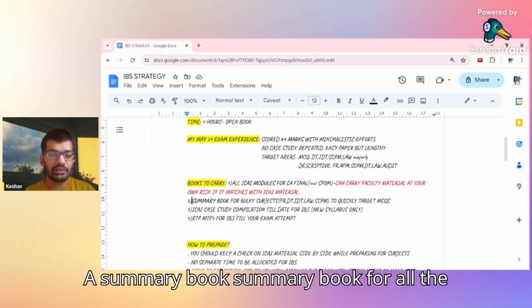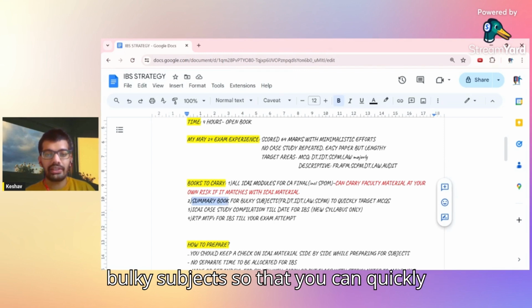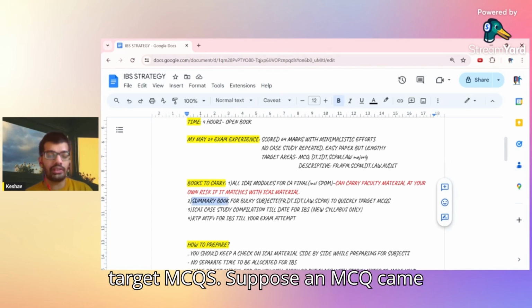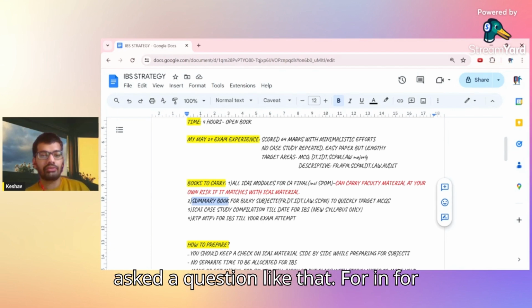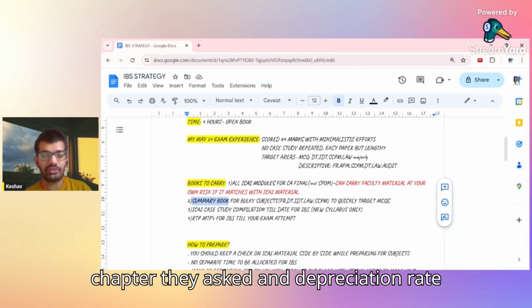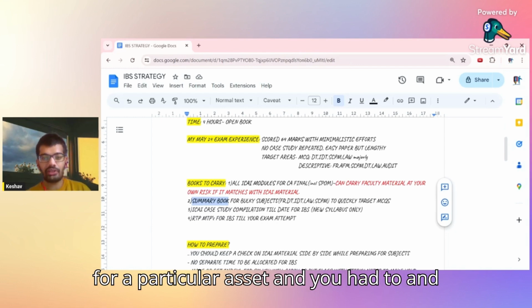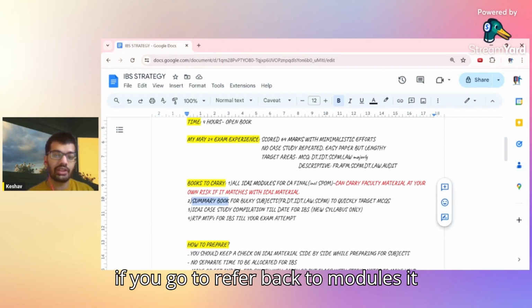A summary book for all the bulky subjects so that you can quickly target MCQs. Suppose an MCQ came for a depreciation rate in May 24. They asked a question from the PGPP depreciation chapter, an depreciation rate for a particular asset, and if you go to refer back the modules, it will consume a lot of time.